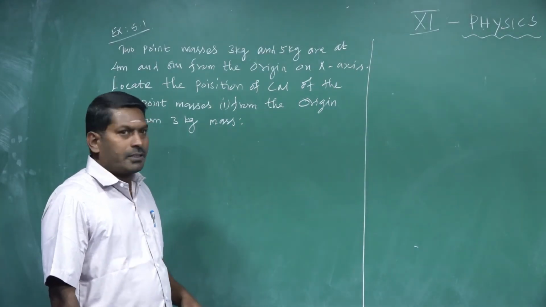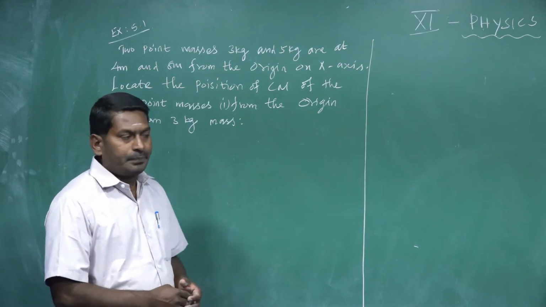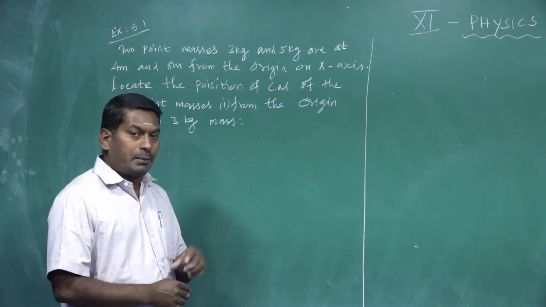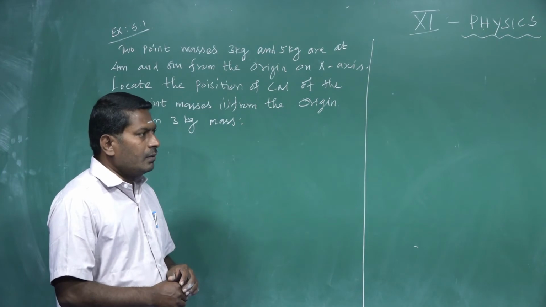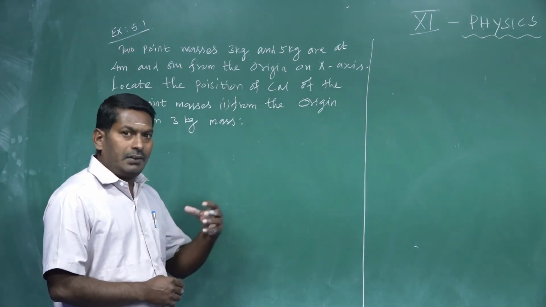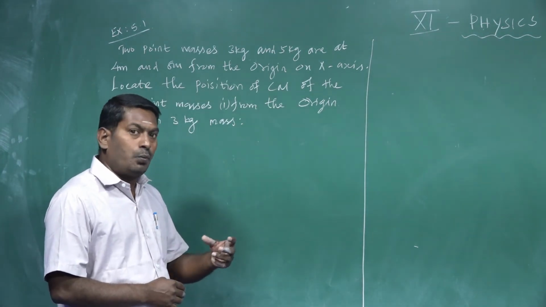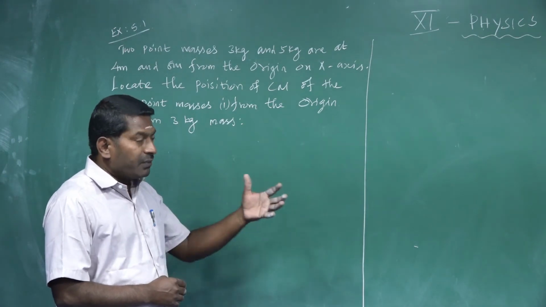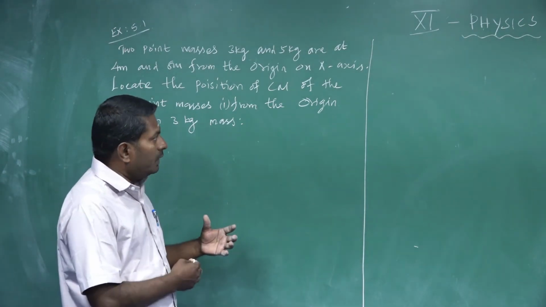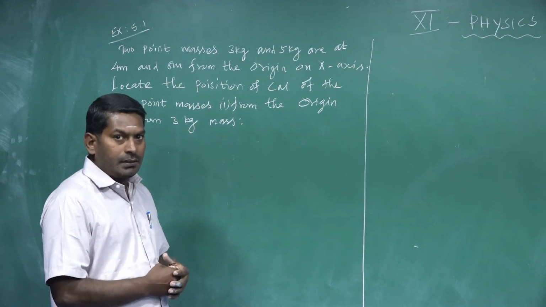So, dear students, already we finished the center of mass of the 2 point masses of the system. Already you know there are 3 ways to determine the center of mass of the 2 point masses. On the basis of the topic, we are going to solve a few problems.